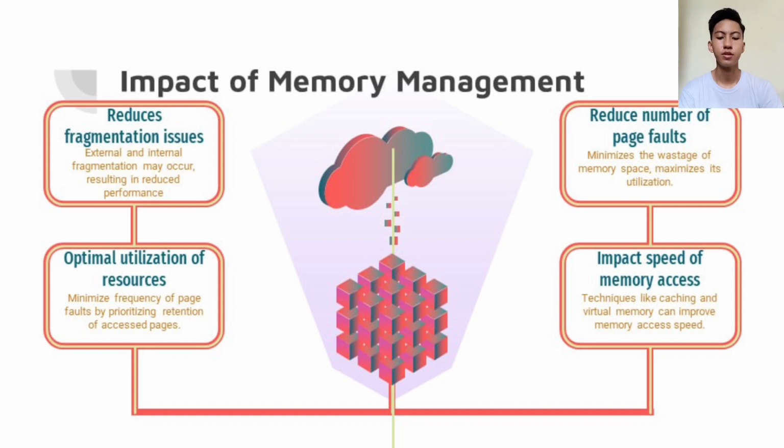Number three, we have optimal utilization of resources. It minimizes the frequency of page faults by prioritizing retention of accessed pages. And lastly, we have the impact on speed of memory access. Techniques like caching and virtual memory will improve memory access speed.